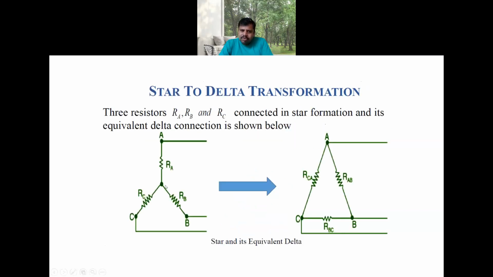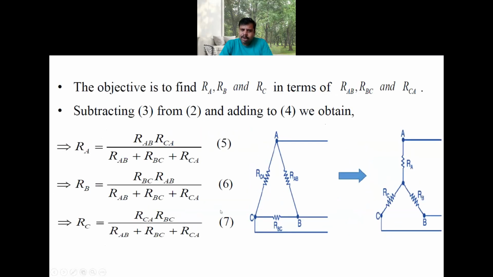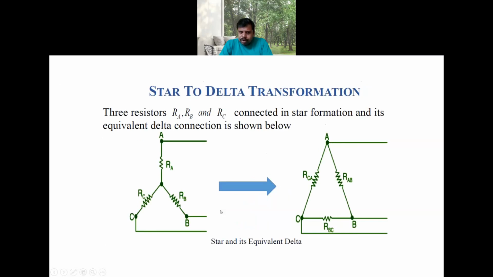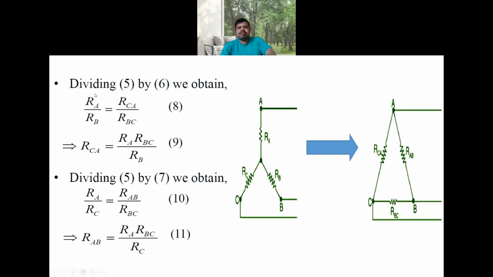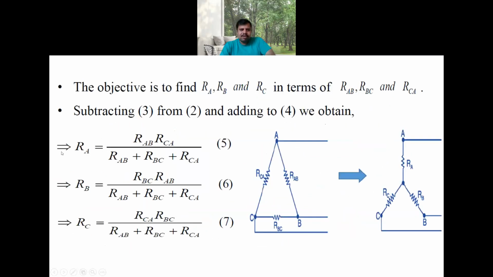Next, if we are given a star network and we want to convert it to the delta, how to do it? We take the same equations, that is 1, 2, 3, 4, 5, 6, 7. Now, in this one, we divide 5 by 6. If we divide 5 by 6, what will we get? RA divided by RB is equal to, RAB gets cancelled and the denominator gets cancelled, so you get RCA divided by RBC.